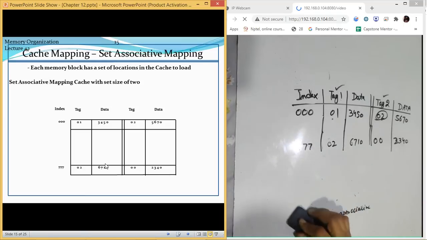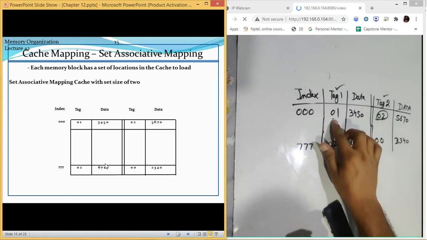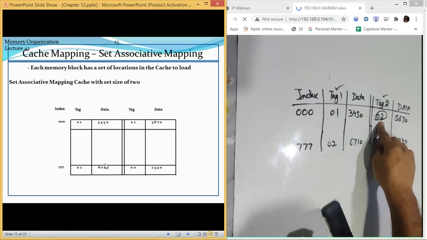Now let us discuss what is the benefit of this. The benefit, as we have discussed already as well: if we are having multiple tags, it is easy to find.